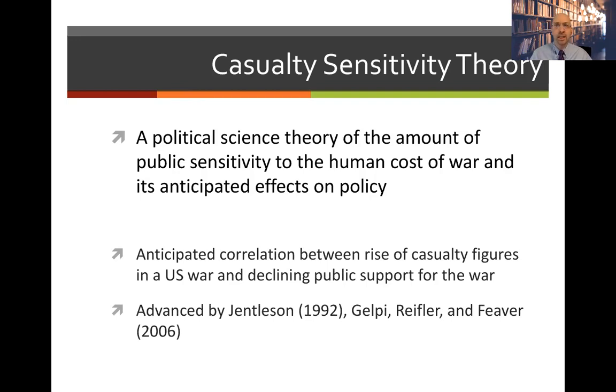The casualty sensitivity thesis has been advanced by a number of political scientists. It's one that we continue to debate and discuss today in a variety of contemporary settings. But people like Bruce Gentleson in the 1990s, Gelpi, Feaver, and Reifler were advancing interesting ideas based on data analysis, public opinion studies. Casualty sensitivity is a thesis.